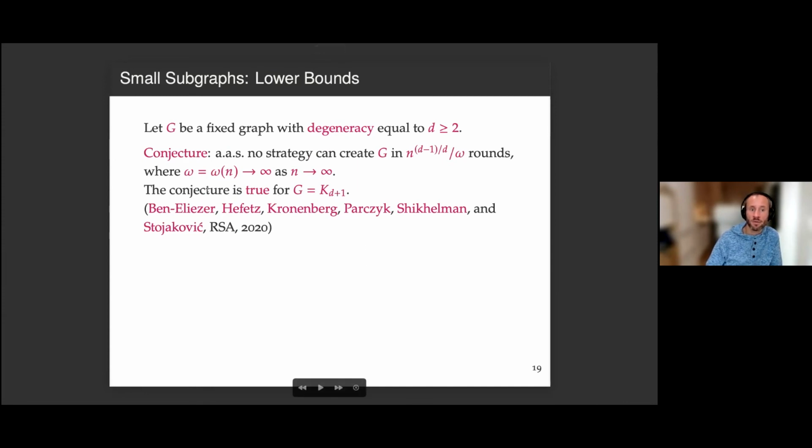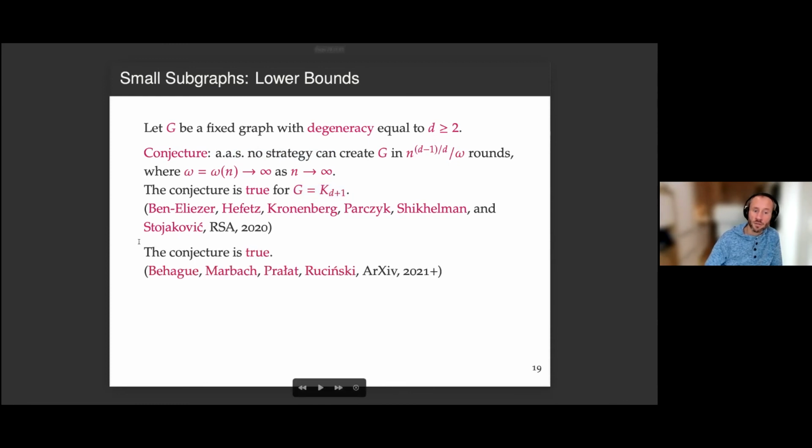In the original paper, they proved that there's no better strategy if you deal with complete graphs. So they conjectured in that paper that if I have a degeneracy d graph, I can deal with this times omega, but I cannot do it in less than this divided by omega rounds. And they proved the conjecture for the cliques, but that's it. It was wide open for the remaining ones.